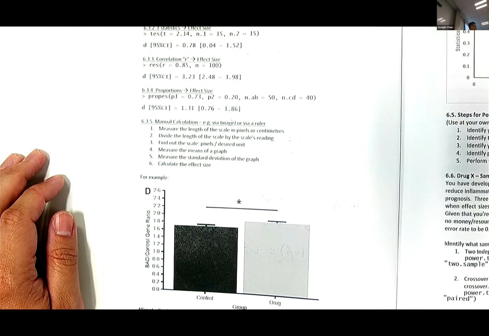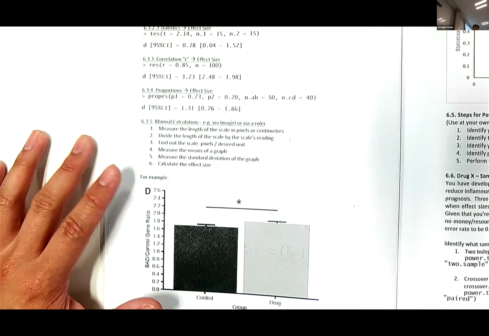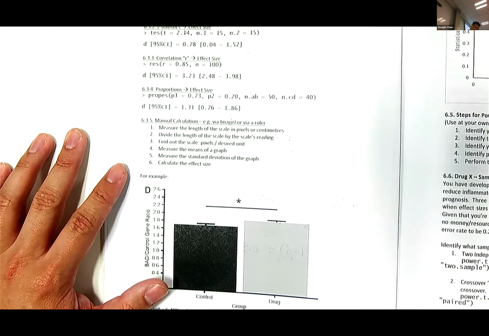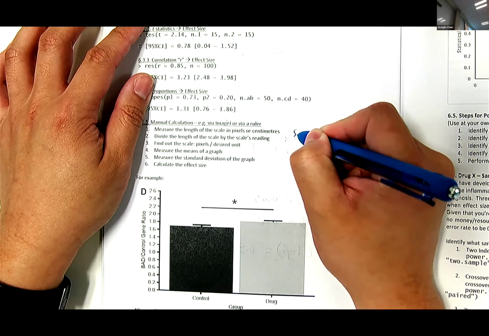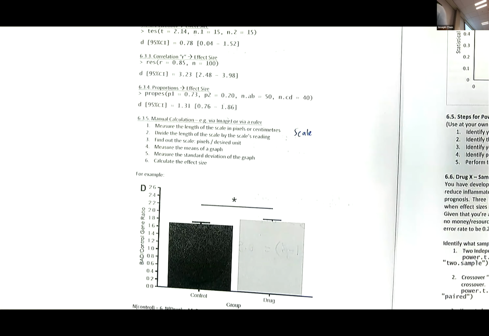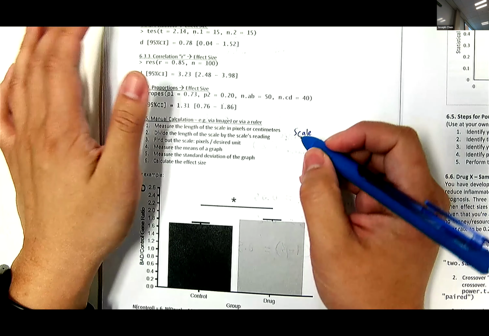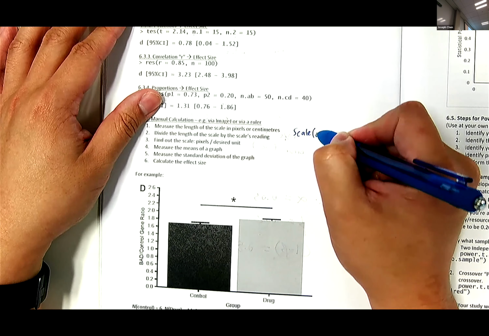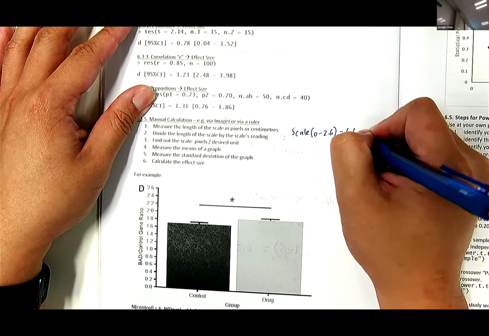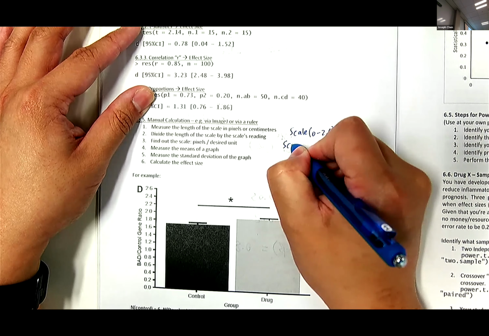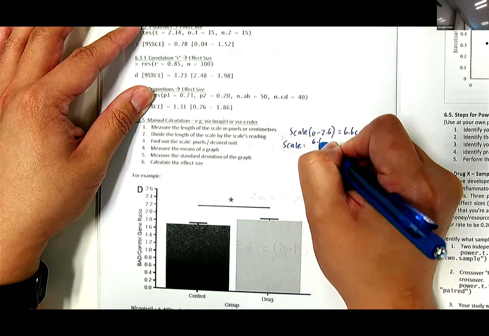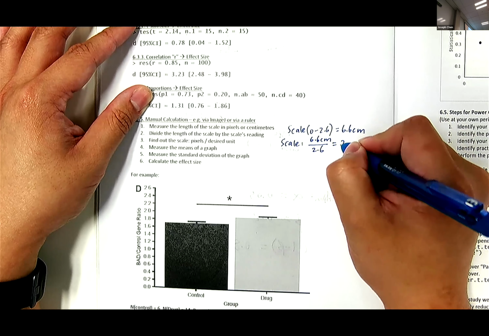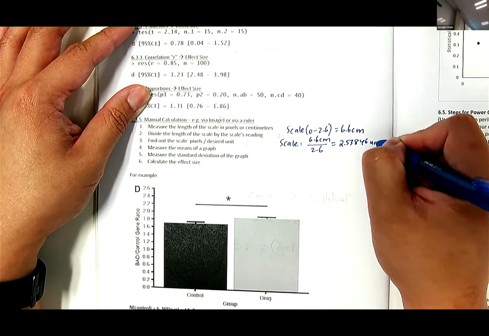Okay, I'm going to write some working on how I would do it. First of all, you measure the scale. I don't actually have a ruler with me. Do I? No. Okay, that's all right. I already pre-did this. So you measure the scale from 0 to 2.6, and it was 6.6 centimeters. Then you get the scale: 6.6 centimeters divided by 2.6 being the units, and that was 2.53846 units per centimeter.